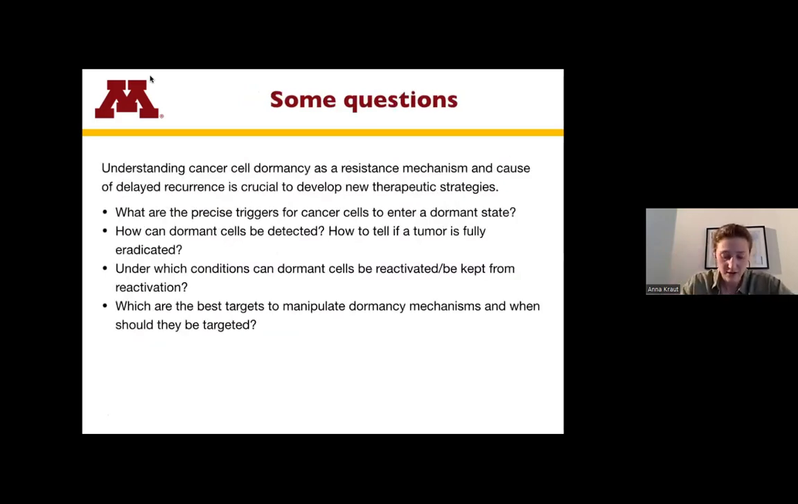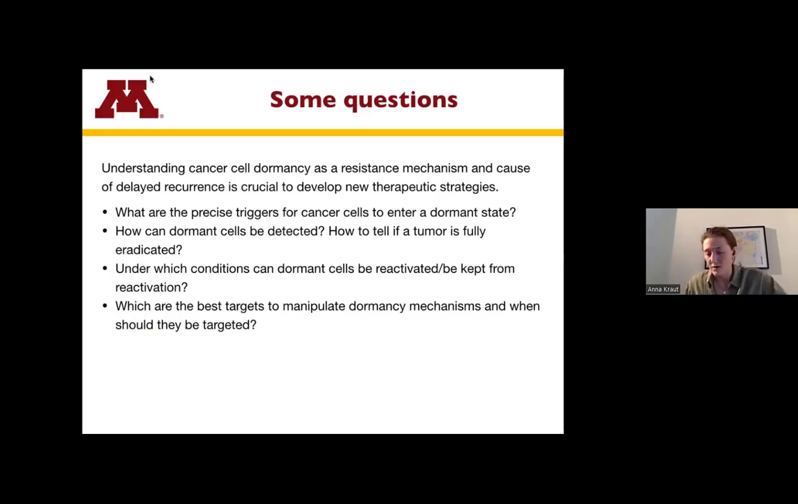So coming from this biological point, there is a variety of questions that need to be answered when thinking about dormancy and understanding it as a resistance mechanism and cause for delay to tumor recurrence, which is we need to understand what are the precise triggers for cancer cells to enter these dormant states, what chemokines or changes in the environment cause these dormant states, then how can they be detected?